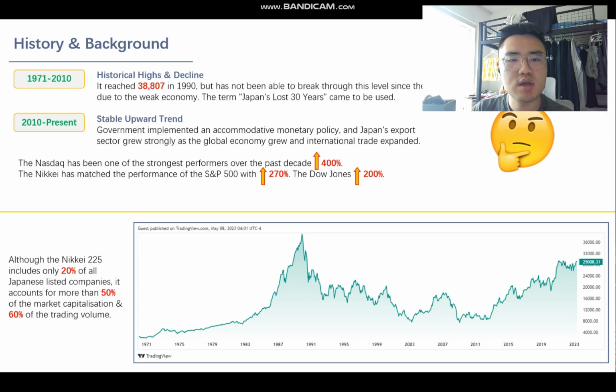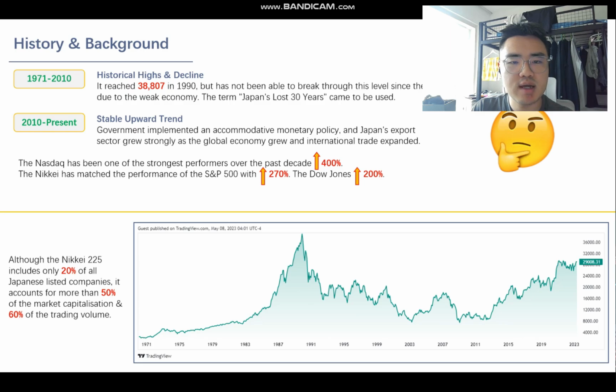So since 2010, the Nikkei has been on a steady upward trend. During this period, the Japanese government implemented a quantitative easing policy, and the stock market has been supported by the strong growth of Japan's export sector during global economic growth and the expansion of international trade. With the current depreciation of the Japanese yen, many Japanese industries will instead be a bargain for most investors. Therefore, this index is one of the best bets for investing in your yen in 2024.